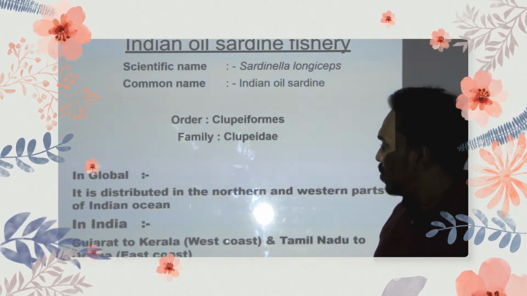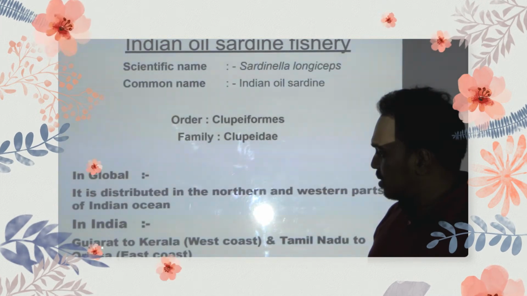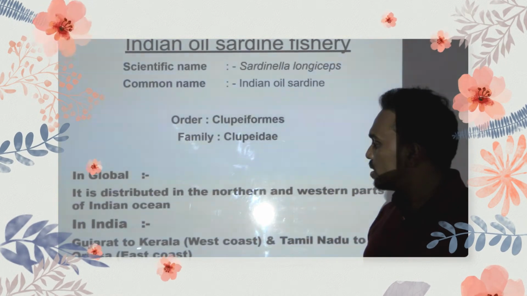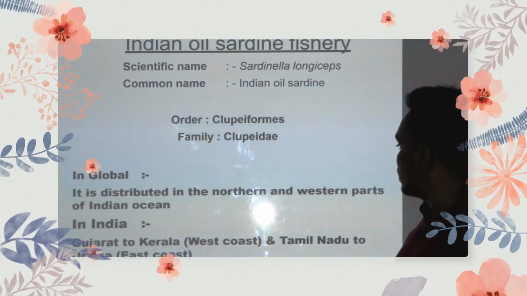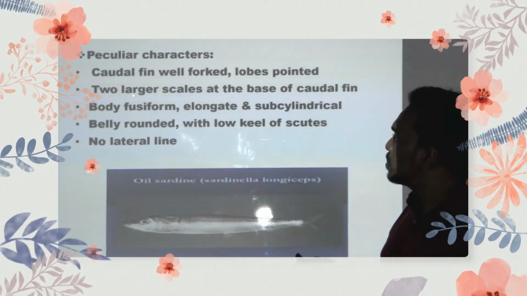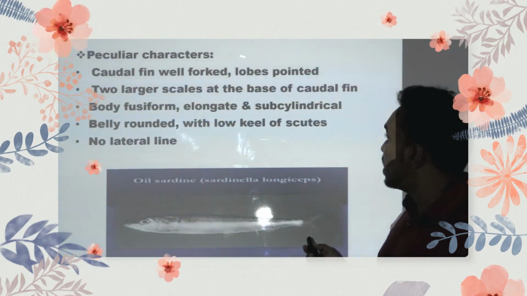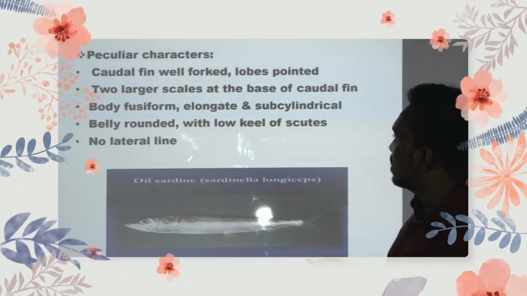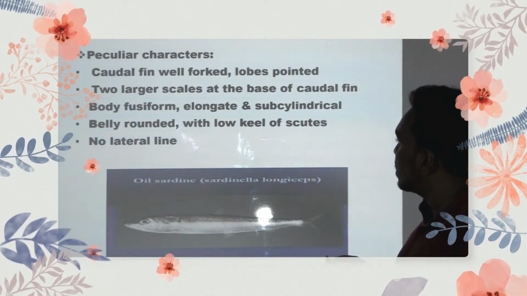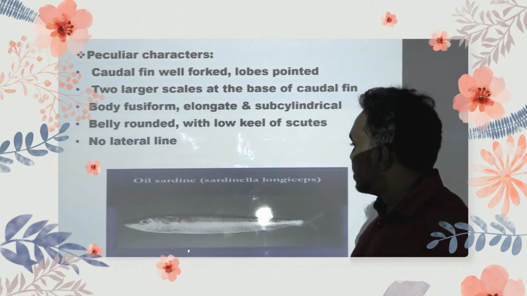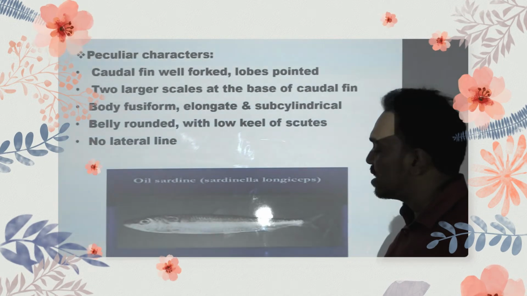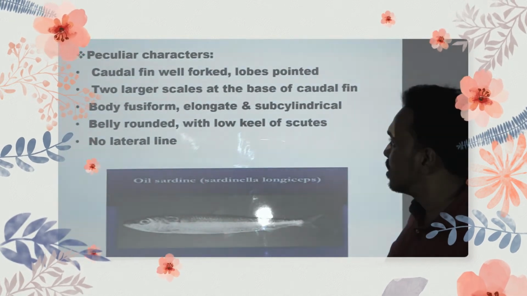In India, on the west coast, this species is distributed from the Gujarat to Kerala coast, and on the east coast it is distributed from Tamil Nadu to Odisha. This species can be easily identified by the presence of a caudal fin which is well forked in nature with pointed lobes, and two larger scales at the base of the caudal fin. It has a fusiform body, elongate and subcylindrical in nature, with a rounded belly with a low number of scutes, and this species never possesses a lateral line.